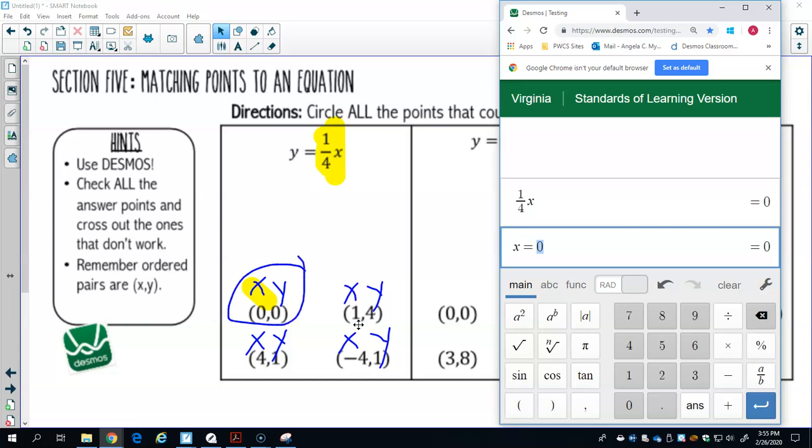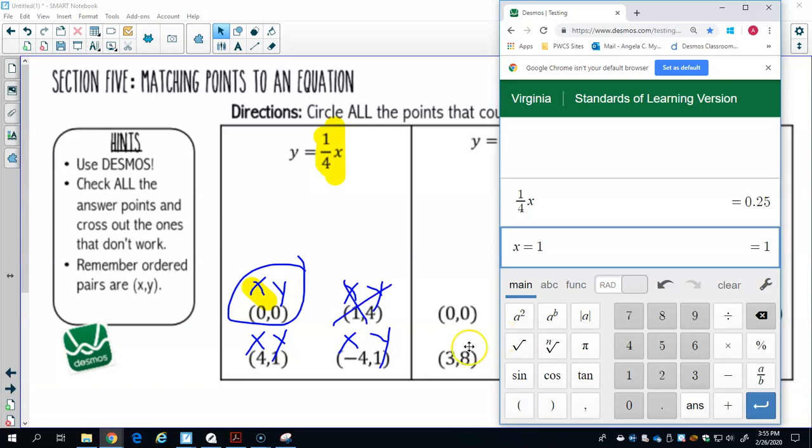So that one works, okay? So now that we've typed in our expression, I'm just going to change. I'm going to look at this one here. Now I'm going to try 1 and see if I get 4. So I'm going to back up, and I'm going to put 1. And if I do that, I get 0.25. So 0.25 is not the same as 4. So I'm going to cross that one out. It doesn't work. All right.